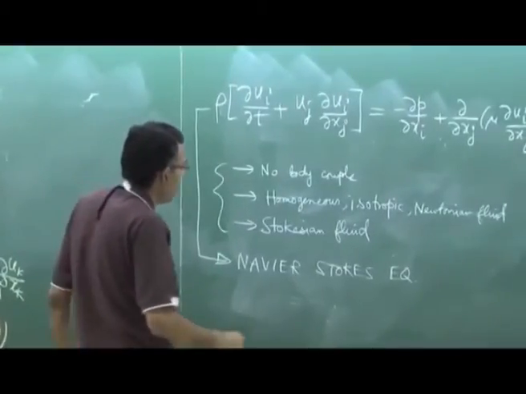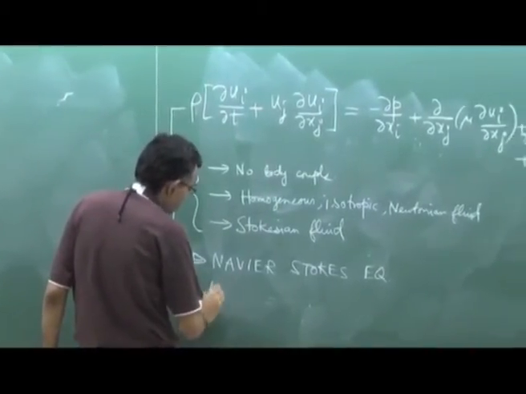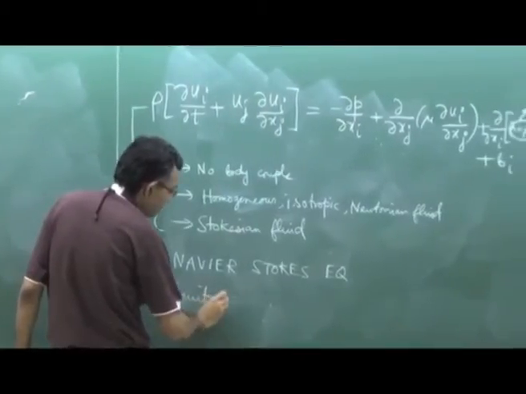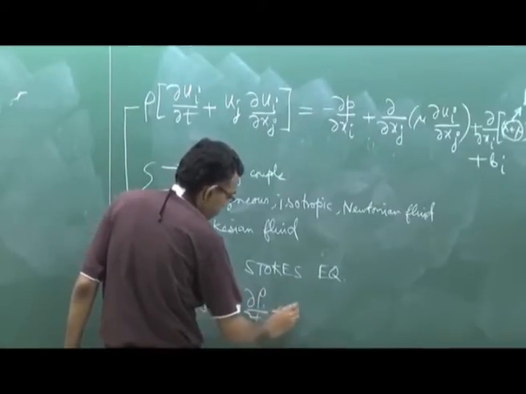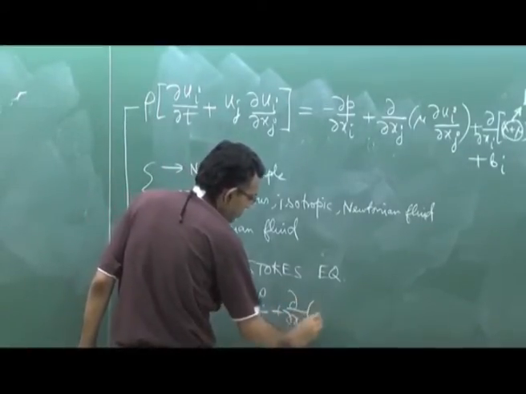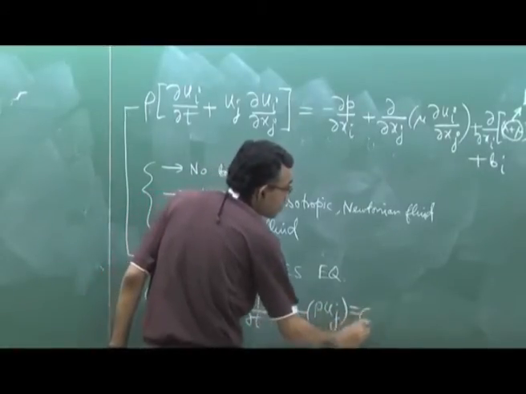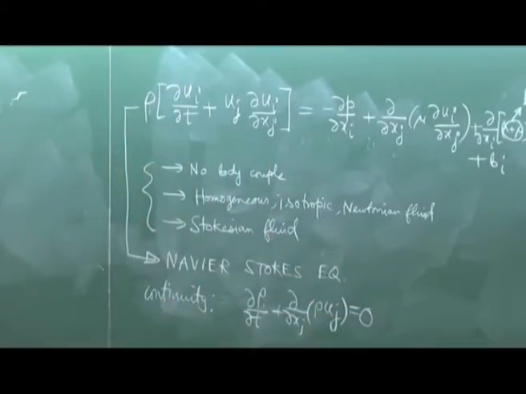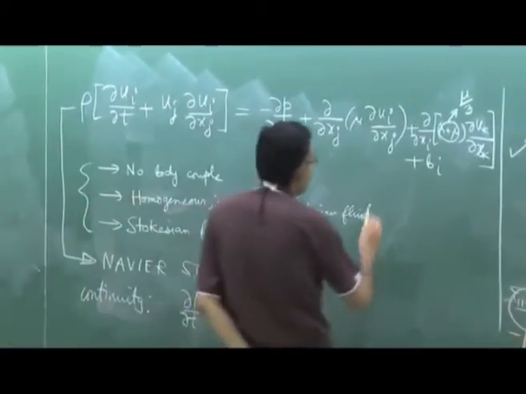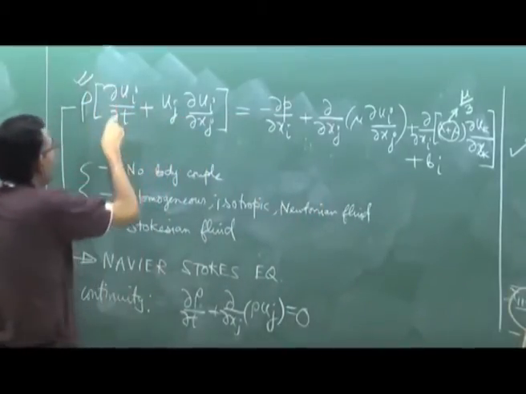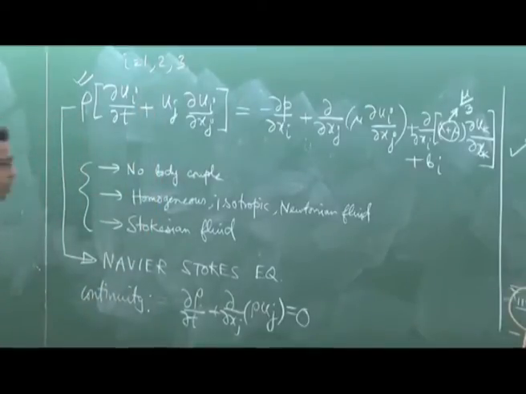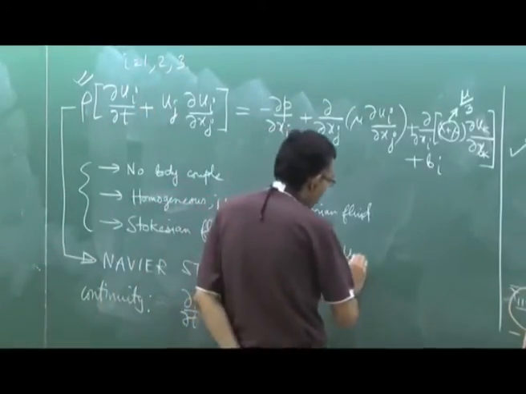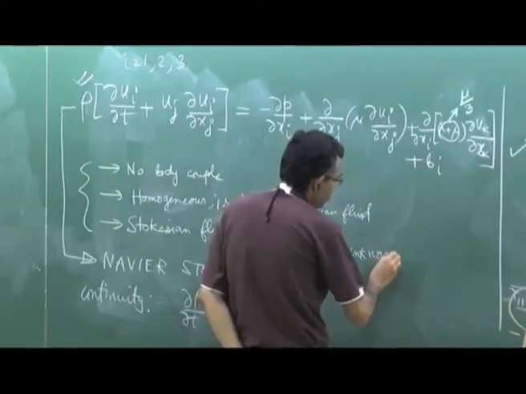So coupled with that you have the continuity equation, so now you tell how many unknowns are there. Unknowns. This equation, basically there are three components, i equal to 1, 2, 3. So, how many unknowns? What are the unknowns?